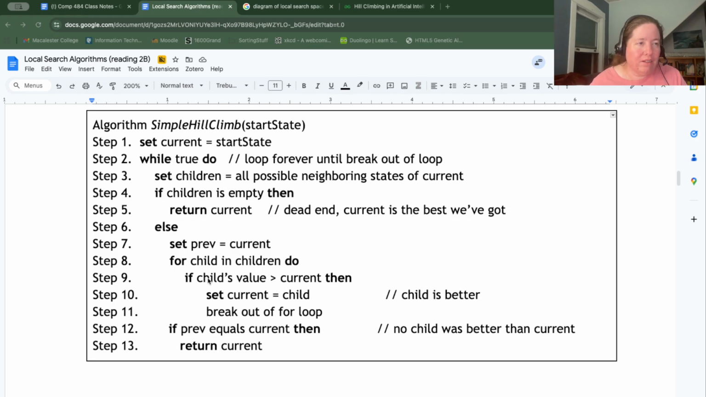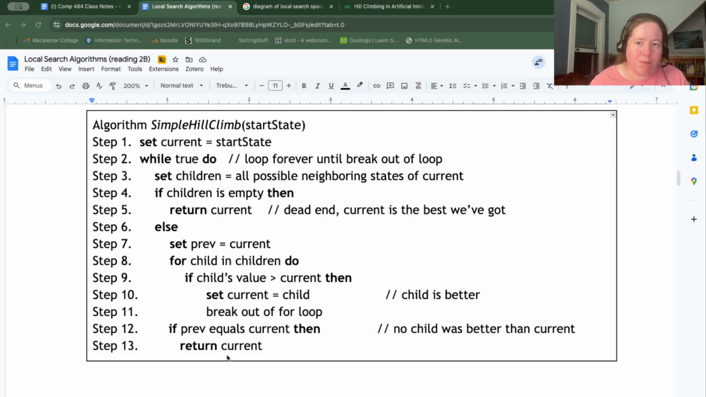And if the child is of lower quality than the current state, we'll just do nothing but keep looping. But if the child's value is an improvement on the current state, then we're going to set current to be that child. Notice this is just the first state we come to that has a higher quality than the current state. It's not necessarily the one that has the biggest higher quality. It's just the first one we run across that's better than our current. And then we break out of the for loop. So we stop looking at the children here, and we're going to go back around the whole while loop.